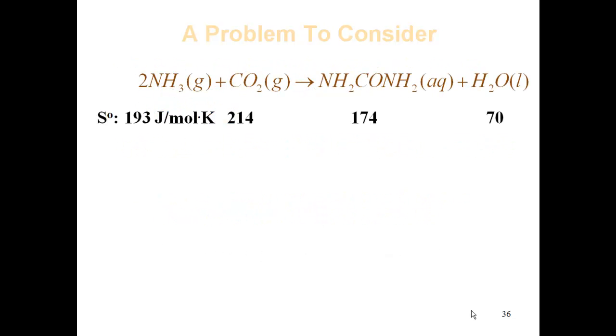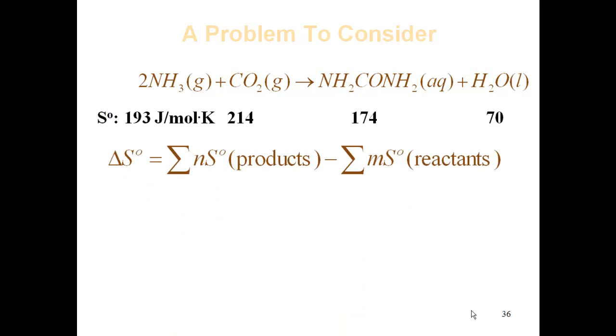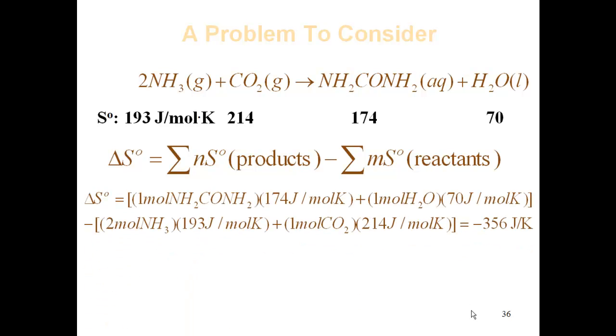So you have to look in the table for your entropies. I got 193 joules per mole Kelvin for ammonia, 214 for carbon dioxide, 174 for urea, and 70 for liquid water. I have to look those up in the table, or they may be given to me in a problem. Now we're going to use the law of summations, which means I take the summation of the entropies of my products, number of moles taken into account, minus the summation of the entropies of my reactants, accounting for the number of moles. Plug in my values.